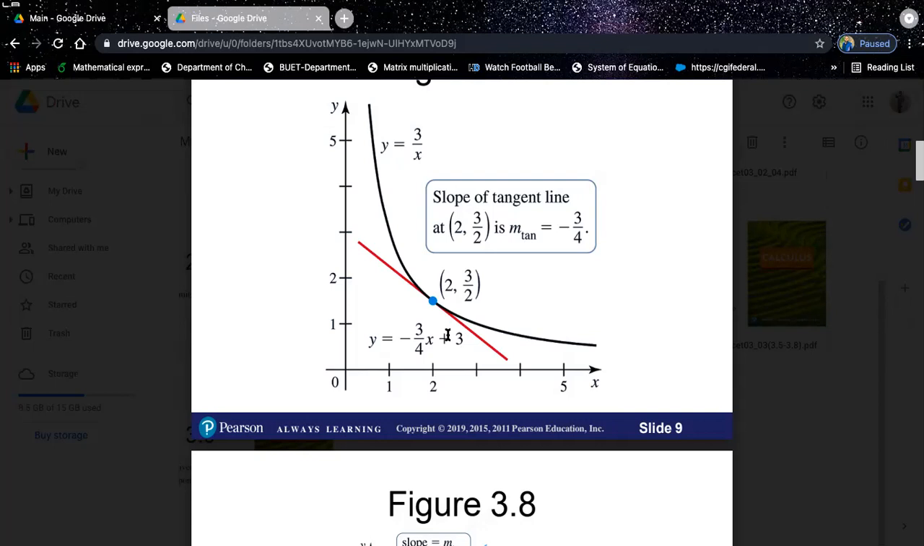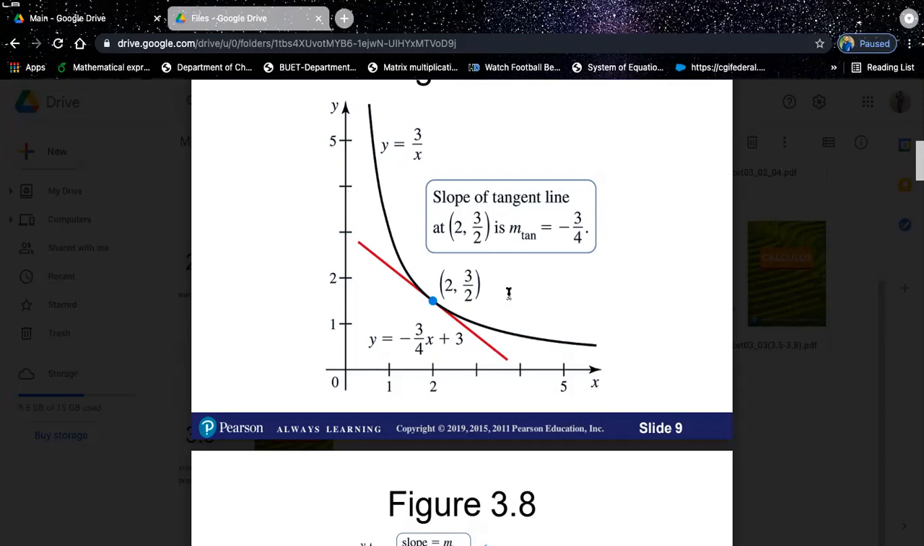And now, you can just use these points in the y equals mx plus b equation. And if you solve it, you'll get a negative 3/4. Just use these points. Y will be 3/2, x will be 2. So it will be m times 2 plus 3. If you solve it for m, you'll get a negative 3/4.